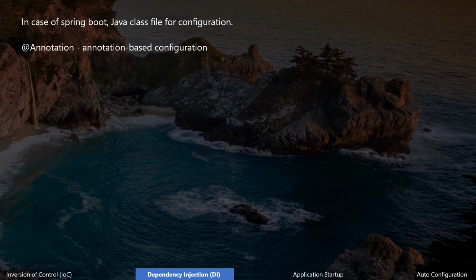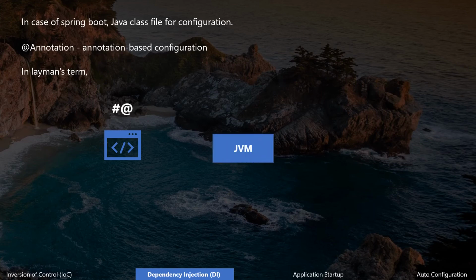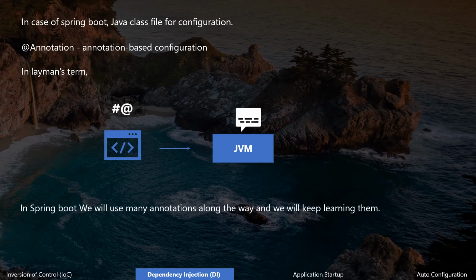So what is annotation? It is a topic for another video, and I will create another video and put a link in the description. But for now, in layman's terms, understand one thing: annotation is a kind of tag, and with that tag you can tell something to the JVM about that piece of code. So when the JVM is reading our code, it will reach that particular point and it gets some information about our code. In Spring Boot, we will use so many annotations along the way, and we will keep learning them.